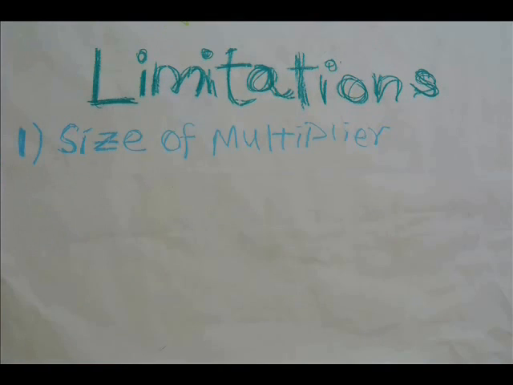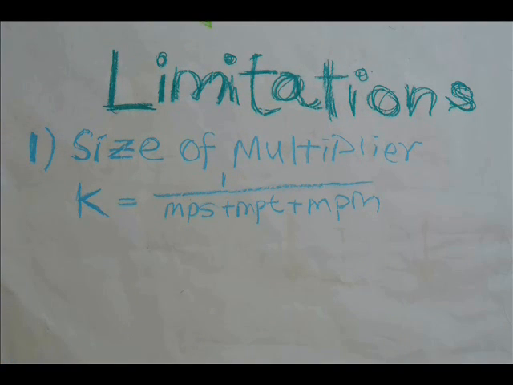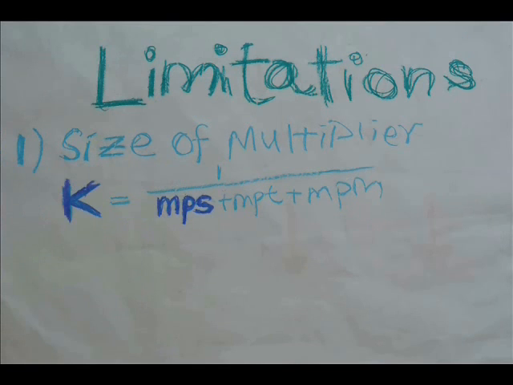1. The size of multiplier. This is the formula to calculate the K value. Since Singapore is an Asian country and have the habit of saving, NPS will be high. Thus, K value of Singapore is small compared to UK.